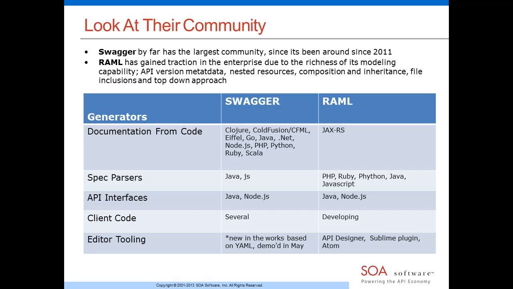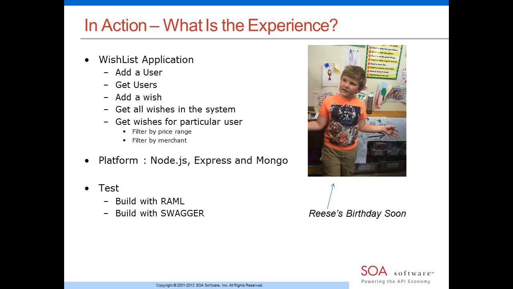RAML has several different editors. They've got the API Designer, they've got the Sublime plugin, and they have Atom for GitHub to highlight the code. I personally used API Designer and the Sublime plugin when I was playing with it, and they both worked really well. Okay, so the next thing I'm going to do is, I thought, well, I need to compare these two, not just play with their existing code.